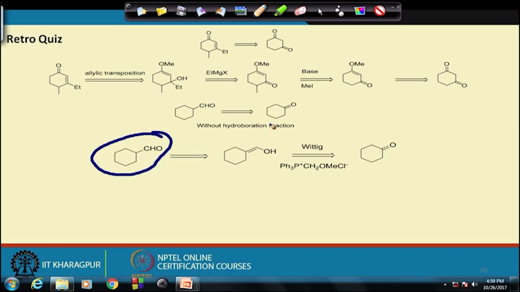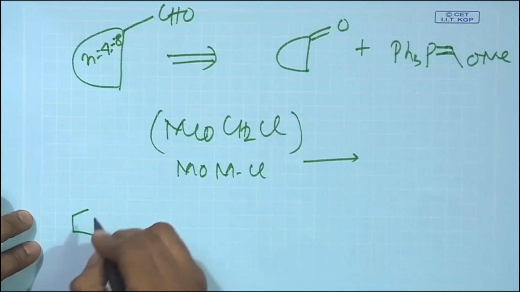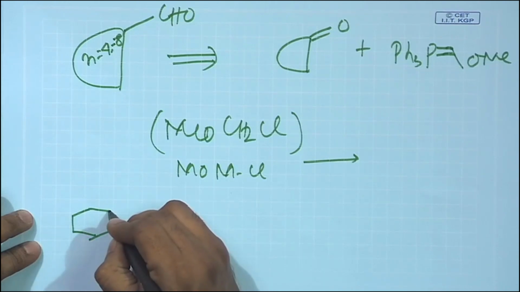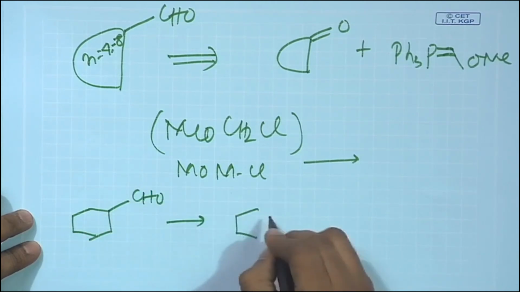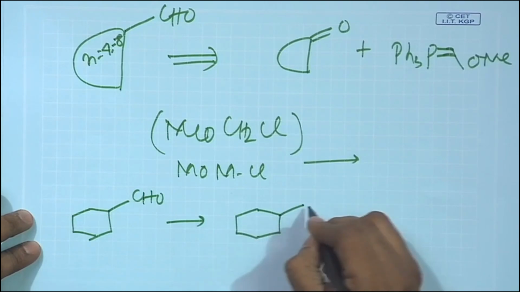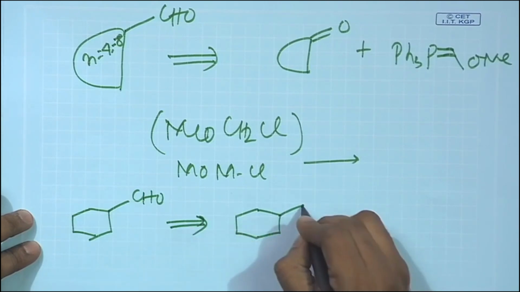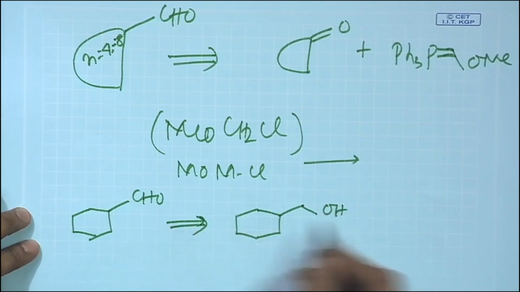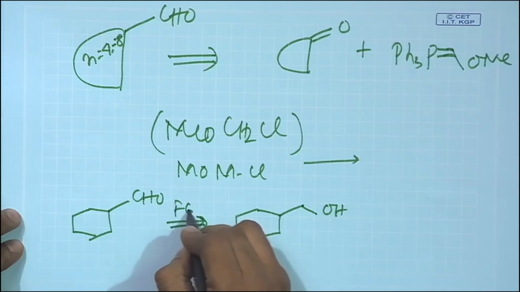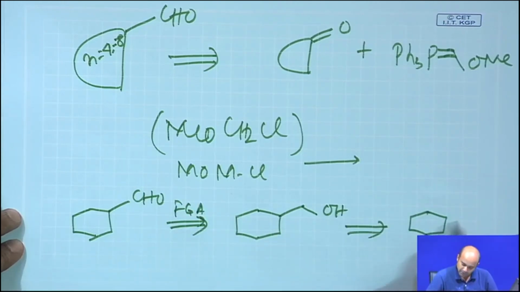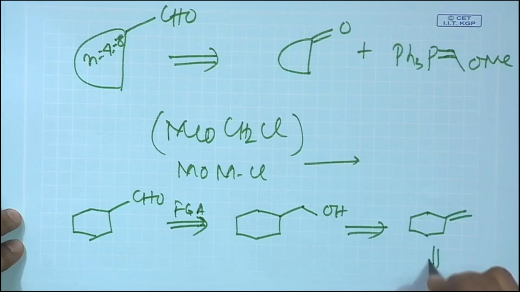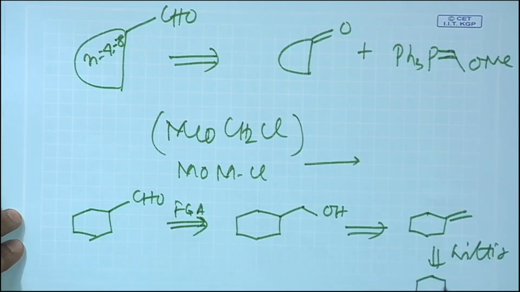Now, if we could use hydroboration, then what is the standard route? You start with the starting material. In the retro, you have this starting material, which is a functional group addition, a simple oxidation, and then a hydroboration starting from this compound, and then a Wittig route starting from cyclohexanone. So, this is the standard route.